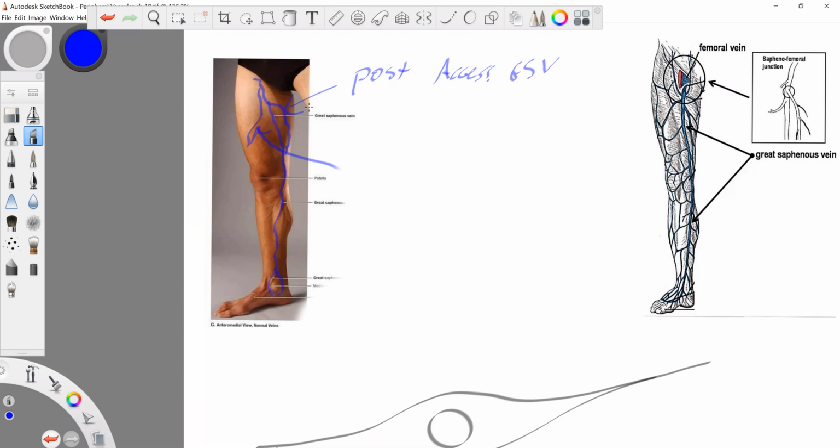Most people have one vein like this picture over here, but it is possible to have two saphenous veins. It's possible that it splits into two and then comes back into one.